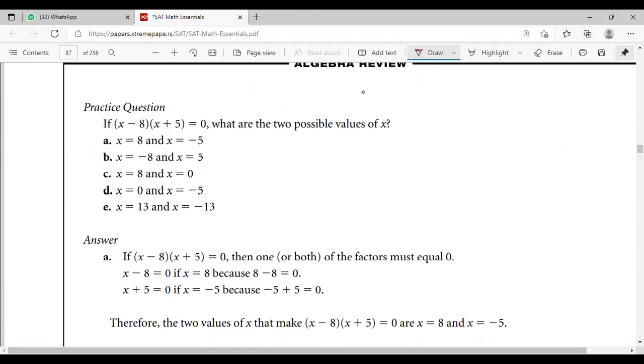Yes, ma'am. Okay, perfect. Now we have a practice question. x minus 8 and x plus 5 equals 0. So either x is 8 or x is minus 5. So A is the answer. Because either this factor is 0 or this factor is 0. So the two possible values of x are these two.